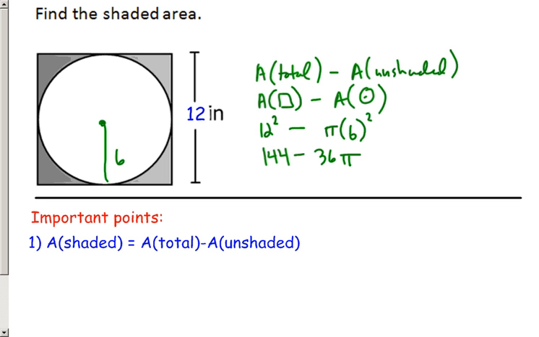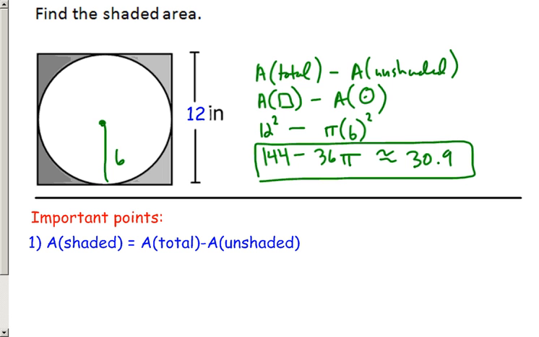You can leave it like this. If you want a decimal equivalent, 144 minus 36 pi comes out to 30.9, and that would be your area. Since the sides are in inches and we're talking about area, it's square inches. And when you did that, you just found the area of all 4 of these little boomerang-looking shapes in the corner. Okay?